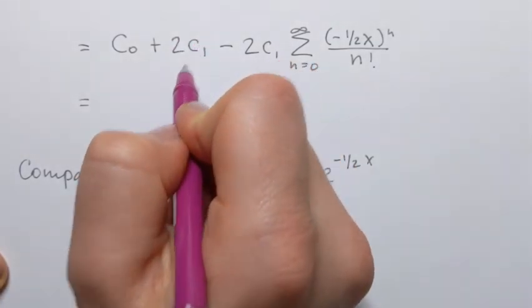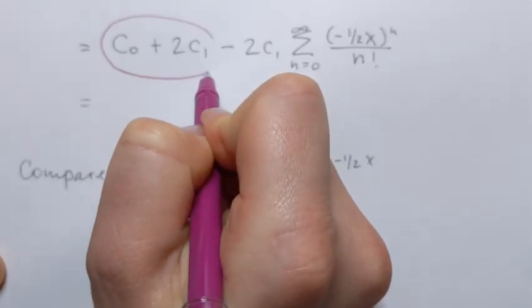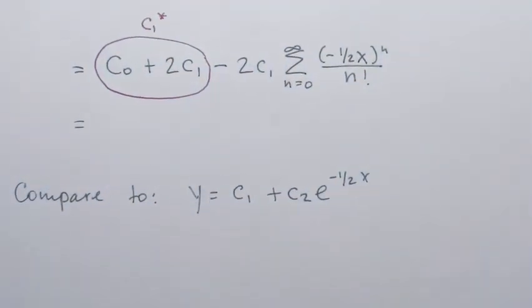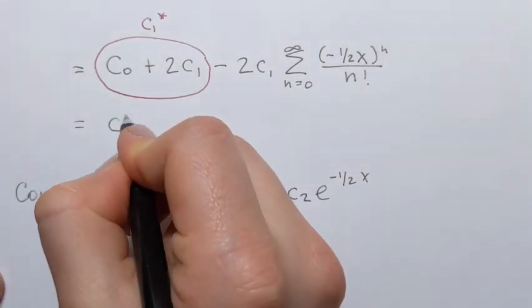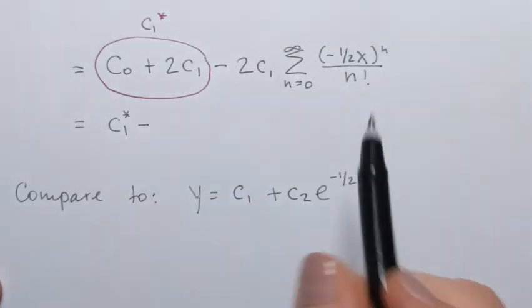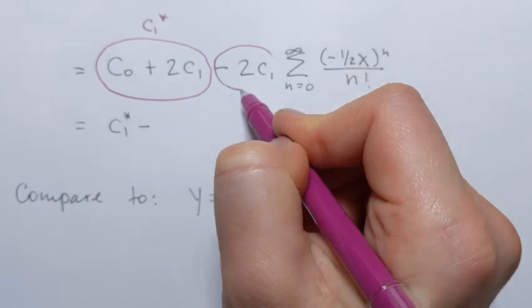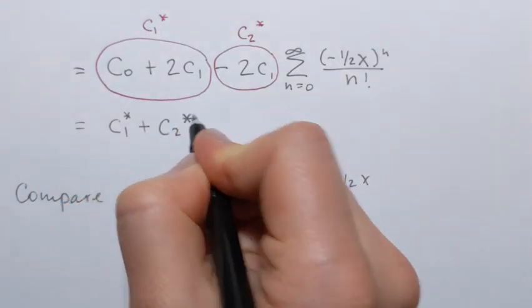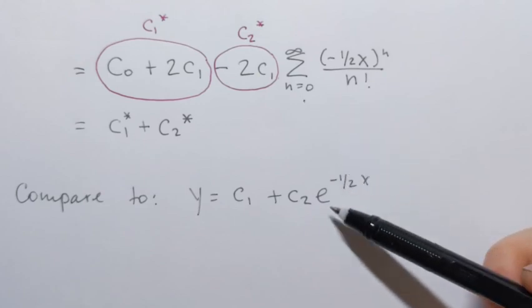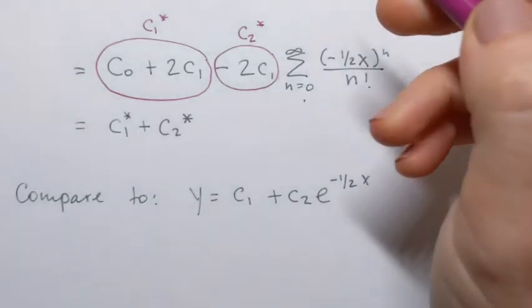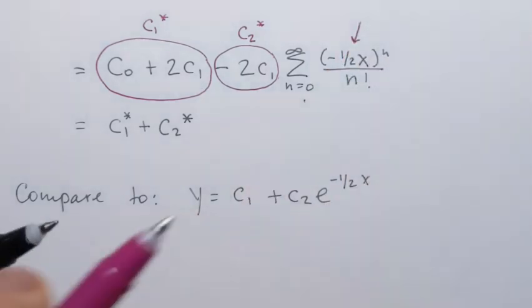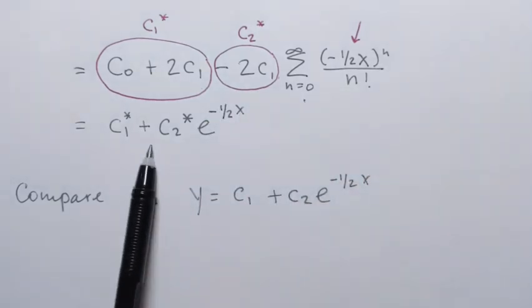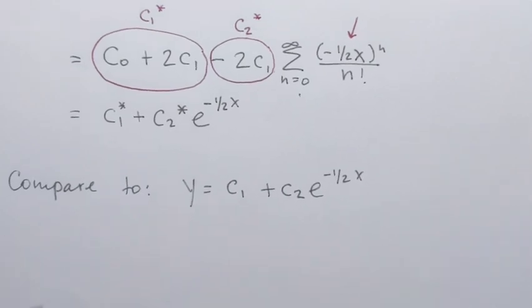I can just rename the constants right here. So c sub 0 plus 2c sub 1, I can rename and let's call it c sub 1 star, or we can use capital C1. So I'll keep the star, c sub 1 star, and then that I can rename as positive c2 star, plus c2 star. And that is actually now a form of the Maclaurin series for e to the power. And the power of e is whatever we have here inside the parentheses that's being raised to the power n. So it's e to the power negative 1/2 x. And now we can see how those two look identical, right?